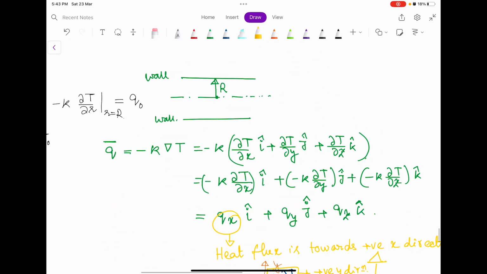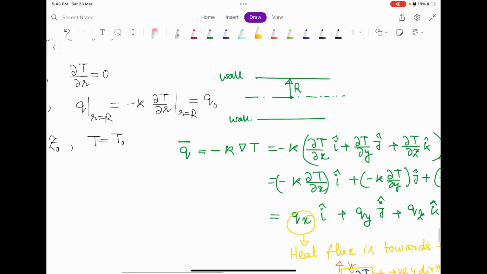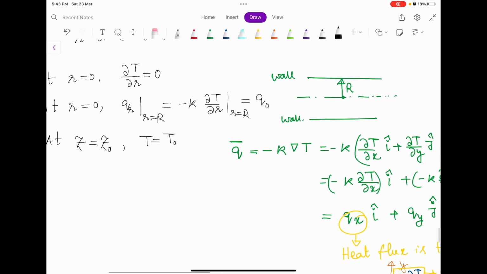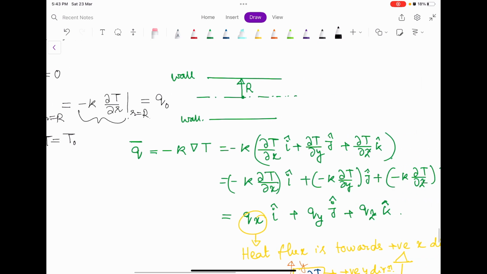And I have told all these things just to make you understand that whenever I am writing Q subscript r, it means my positive heat transfer is happening from the center towards the wall, that is in the increasing r direction or the positive r direction, but that will be given by this expression. Okay.